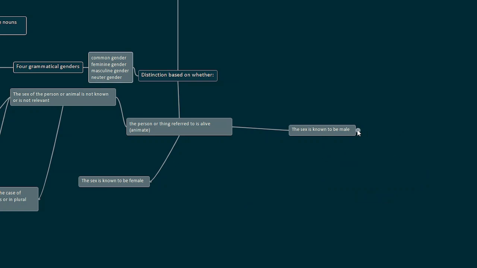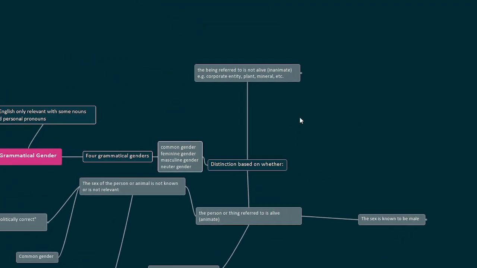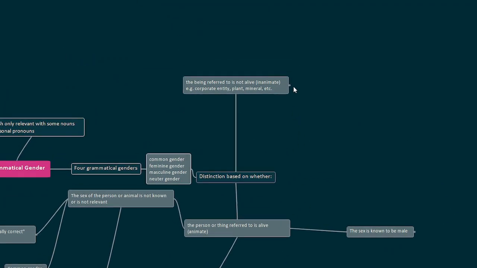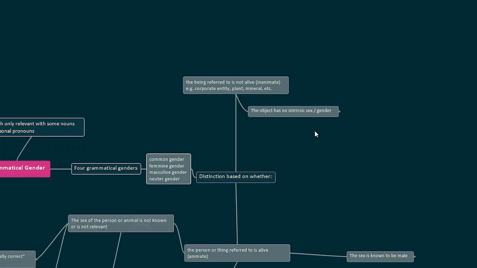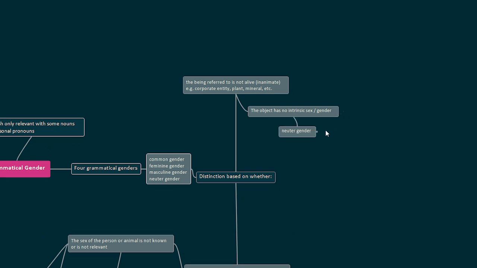Now, what happens if we have a situation where what is being referred to is inanimate? It's not alive. So it's a corporation, it's a school, it's a company, it's a plant, it's a mineral, it's vegetable, any of those things. Then we talk about it having no intrinsic sex or gender, and we'll talk about it as being neuter.